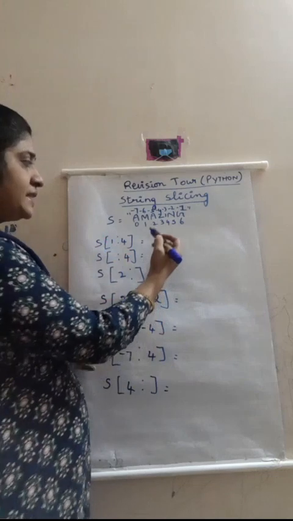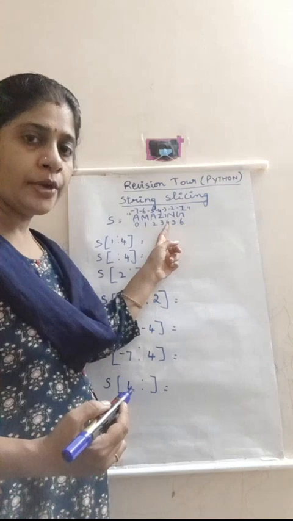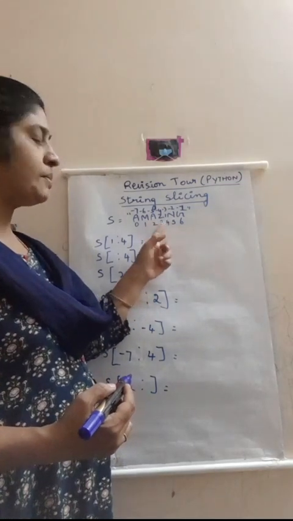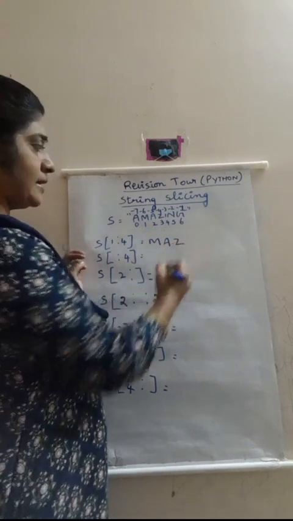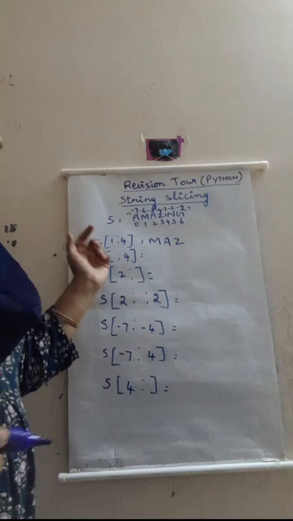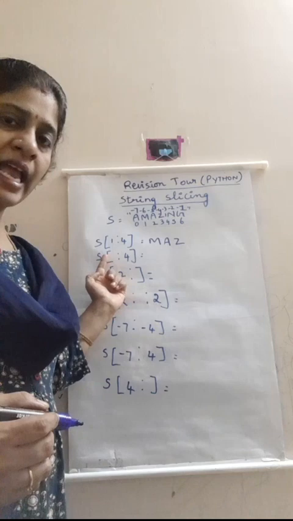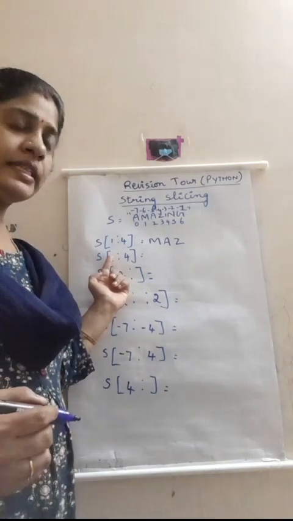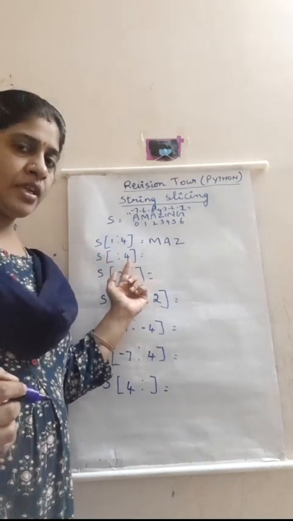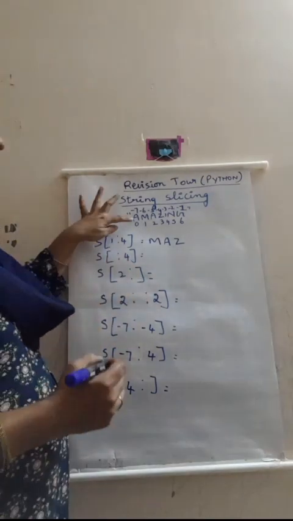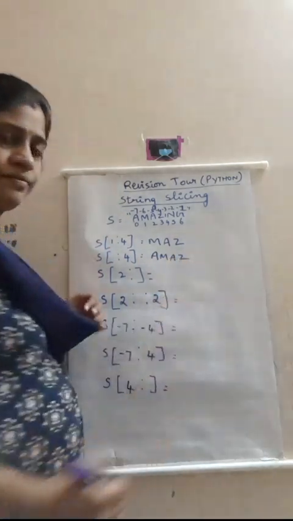1 to 4. It will start from index 1, and will it go up to 4? No, it will stop at 3. The answer in this case would be M A Z, which we have seen already. Now the next one: I have not specified the starting index over here. That means it begins with 0 by default. So 0 to 4, it will stop at 3. In this case, it would be A M A Z.